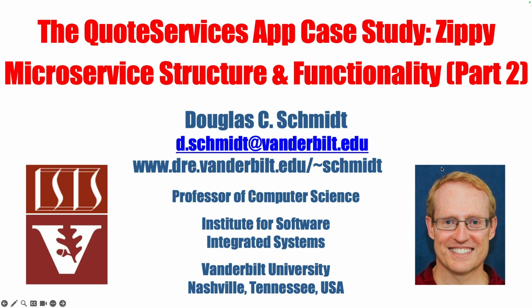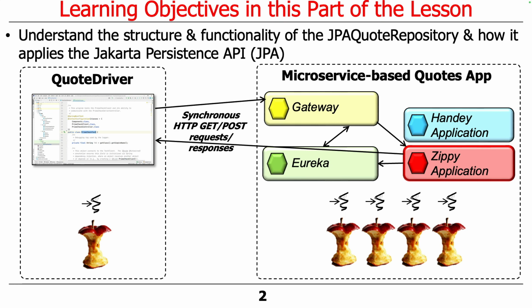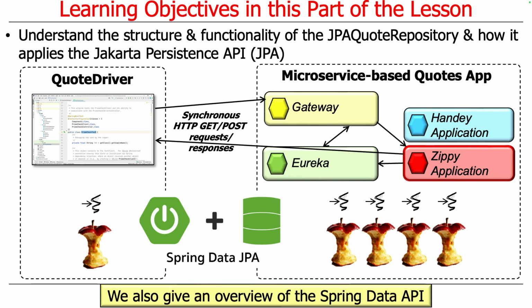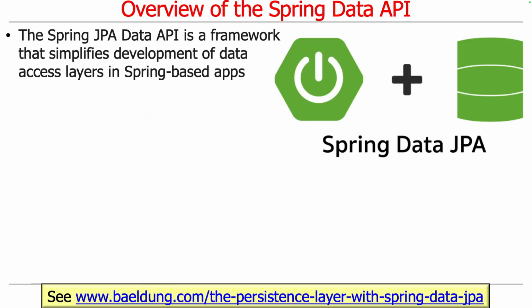Let's now talk about the next part of the Zippy Microservice structure and functionality, and this is going to focus on the JPA Quote Repository. We're going to show how it applies the Jakarta Persistence API, JPA. And we're also going to give an overview of the Spring Data API, which is absolutely fascinating. So let's start off with that first.